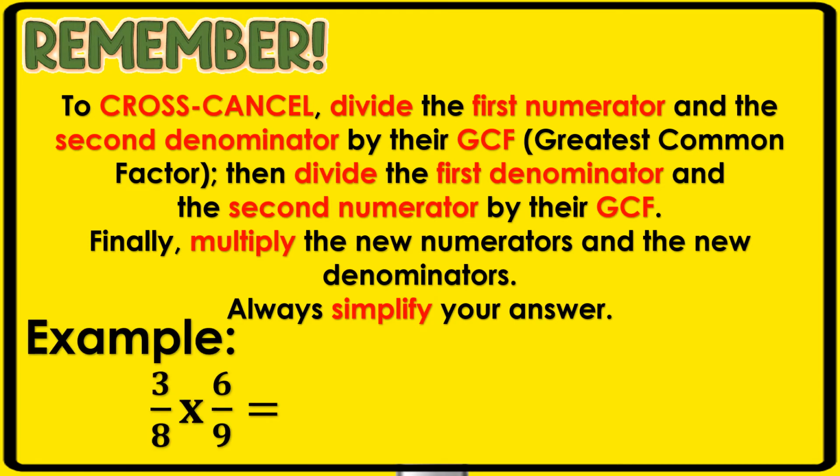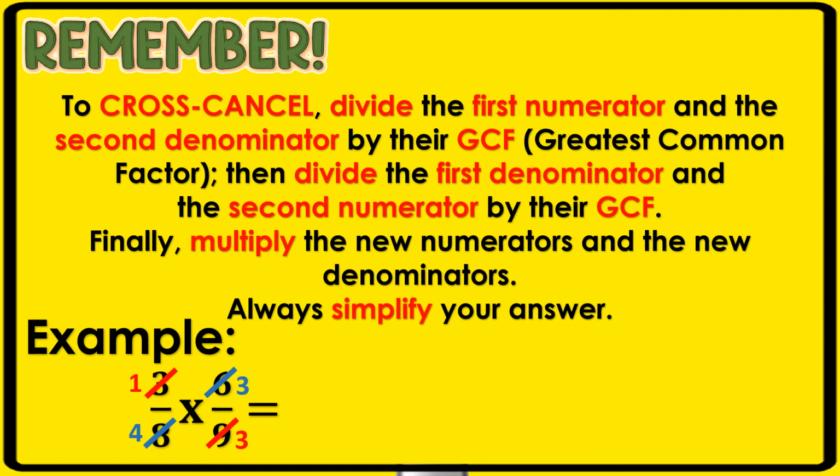Example, 3 eighths times 6 ninths. Using the cross cancellation method, 3 and 9 have a GCF of 3. 3 divided by 3 is 1. 9 divided by 3 is 3. For 8 and 6, the GCF is 2. 8 divided by 2 is 4. 6 divided by 2 is 3.